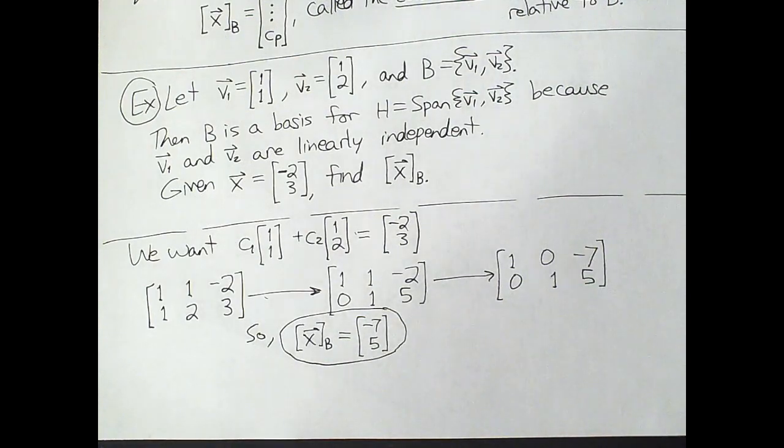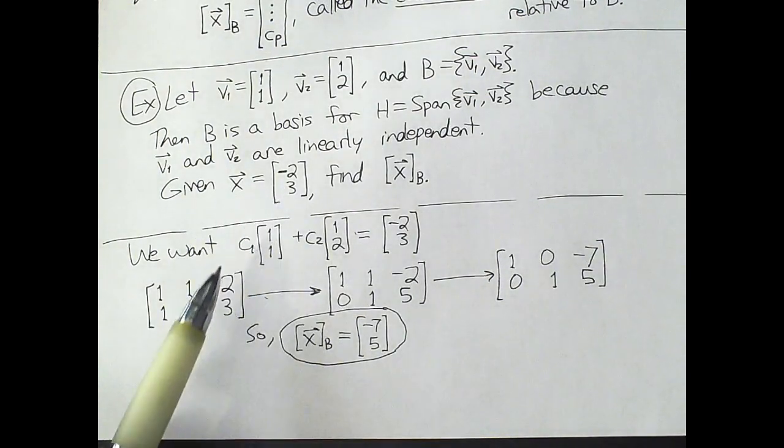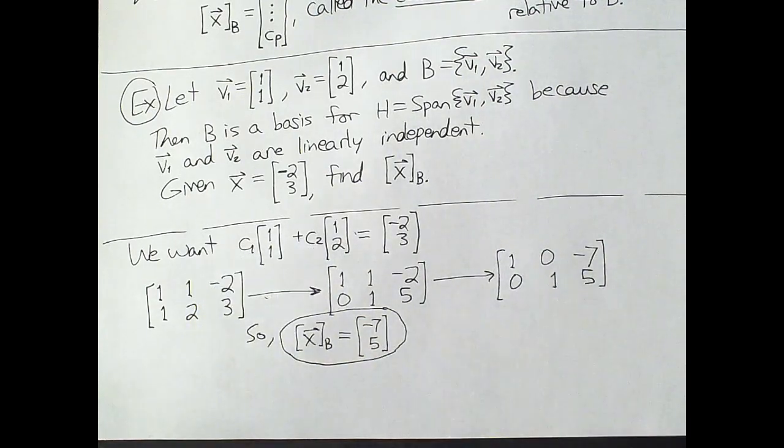Maybe it feels a little bit backwards to you because a lot of times when we solve systems, x is the unknown, and we're trying to solve for x. And in this case, x is given, and we were trying to solve for the c's. But it still works out as just row reduction.